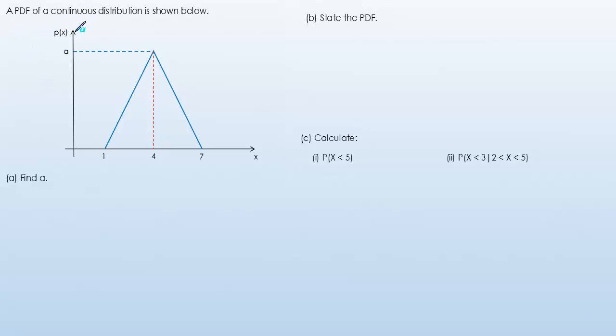A PDF of a continuous distribution is shown below. We can see it's a triangle, and the base here is of width 6. So we know that a half times the base times the height has to be equal to 1. We know the total probability is 1. Therefore 3a equals 1, and so a is 1/3.